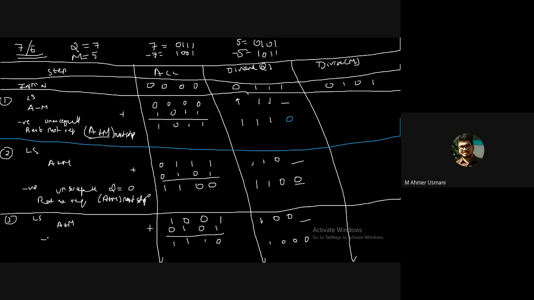So since it is negative, the number is unsuccessful. Since it is unsuccessful, the Q will be made as 0. The restoration is not required. But in the next step, again, what you need to do, perform A plus M. Is that clear?